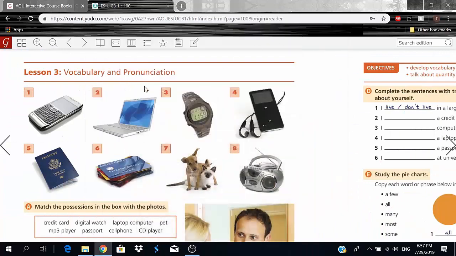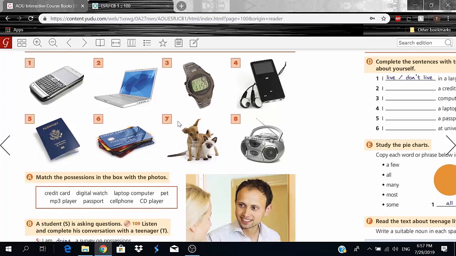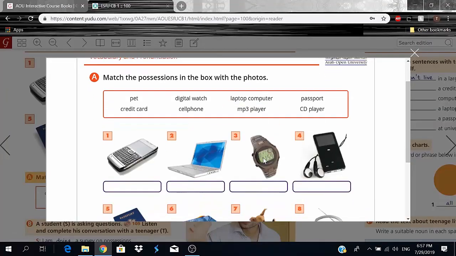Alright, you guys, so now let's move on to Lesson 3, Vocabulary and Pronunciation. And here we have some pictures, right? And he wants us to match these words here with these pictures. So before we do that, please pause the video and take a look at each picture and try and guess the best word that fits with the picture, okay? So actually, let me just open this real quick. Here we have the pictures again, and we have the words here.